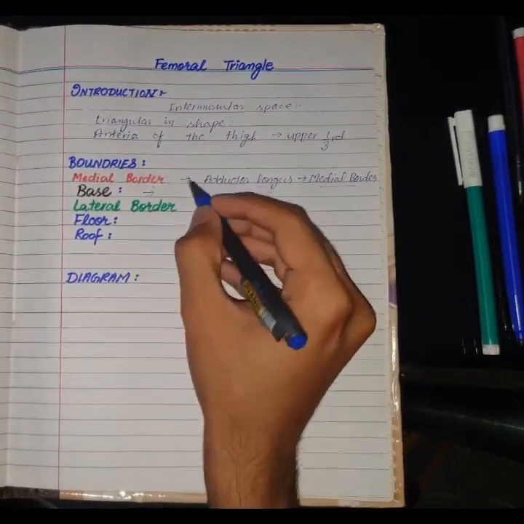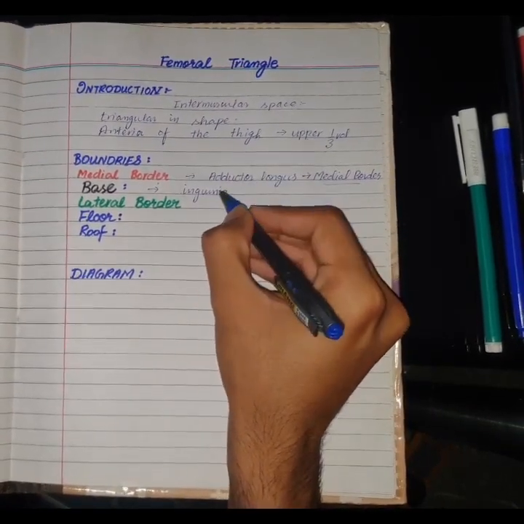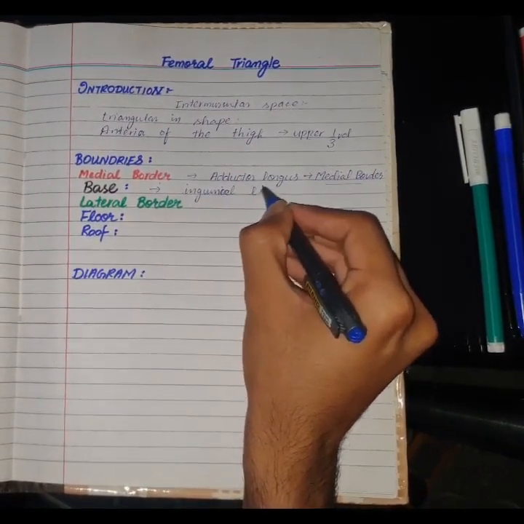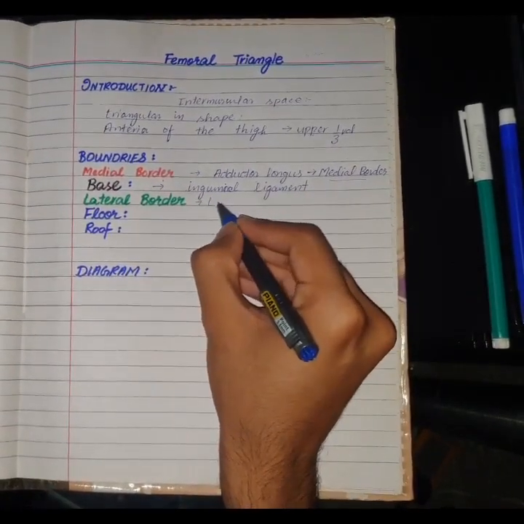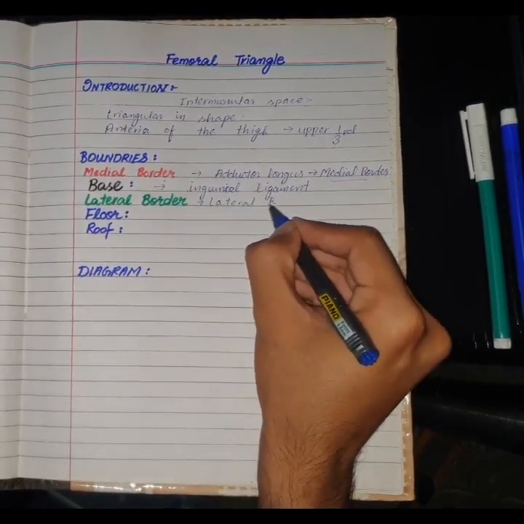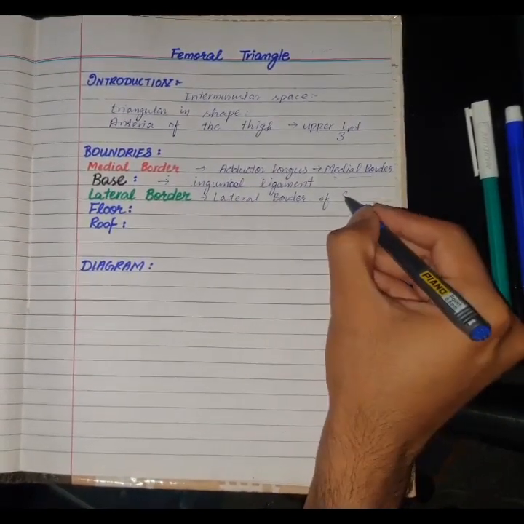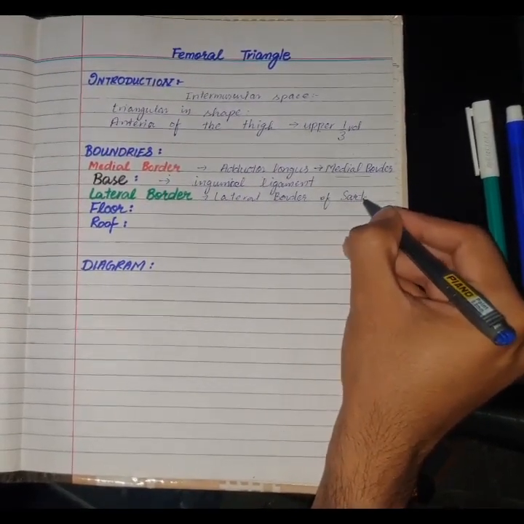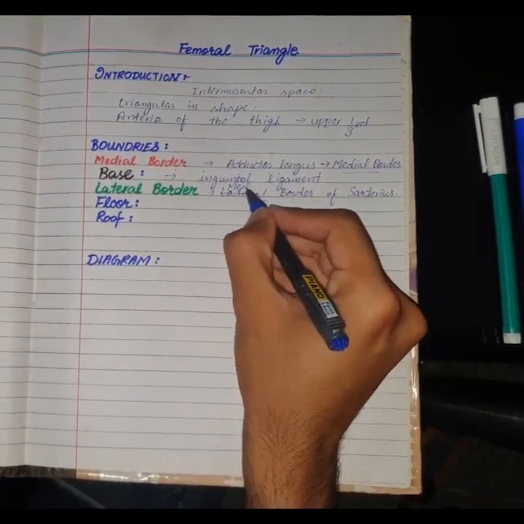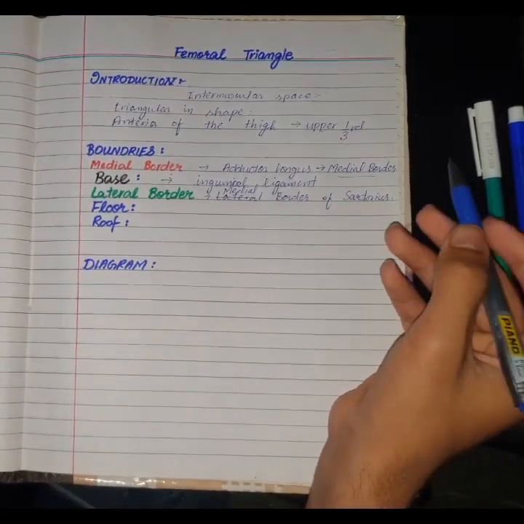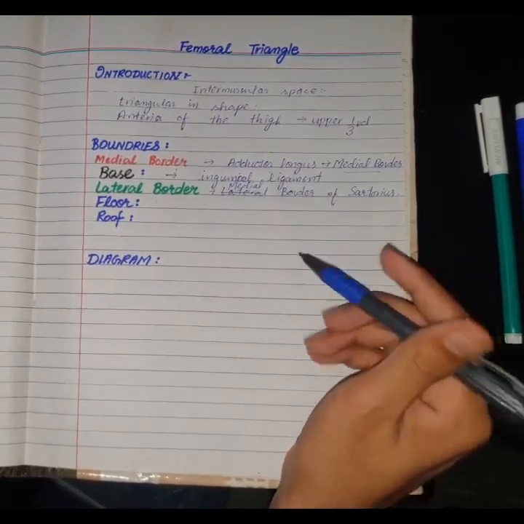The base is formed by inguinal ligament, and the lateral border is formed by the medial border of sartorius. The lateral border is formed by the medial border of sartorius muscle.